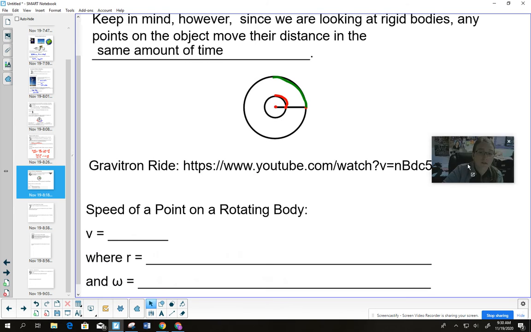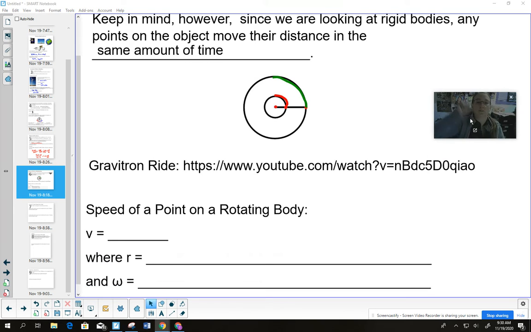Oops. Where am I? There we go. So when we're talking about the actual speed, so very important, guys, if they say angular speed, that is a different thing than speed. Kind of weird. So the speed, so we're saying v, of any point on a rotating body is r times omega.